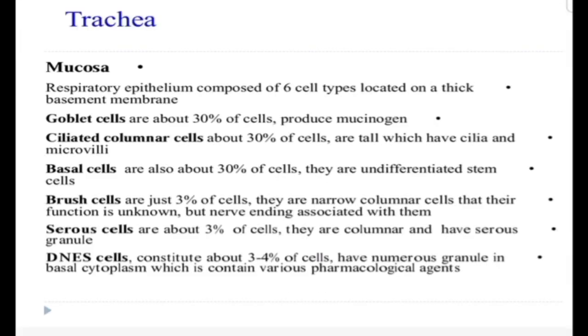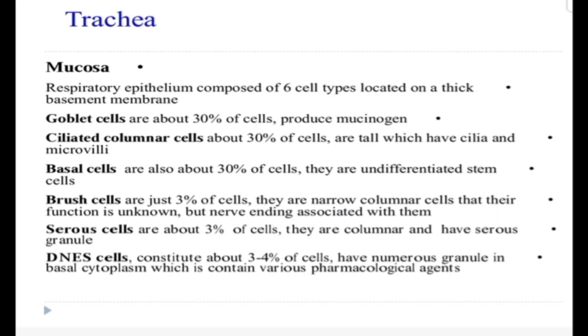If we talk about the structure of the trachea, from inside outwards, the first layer is the mucosa and respiratory epithelium, which is composed of 5-6 types of cells, and it is located on a thick basement membrane. The goblet cells are about 30% of the cells and produce mucinogen. Then ciliated columnar cells, again about 30% of the cells. These are tall, with cilia and microvilli over the surface. The basal cells are also about 30% of the cells, and they are undifferentiated stem cells.